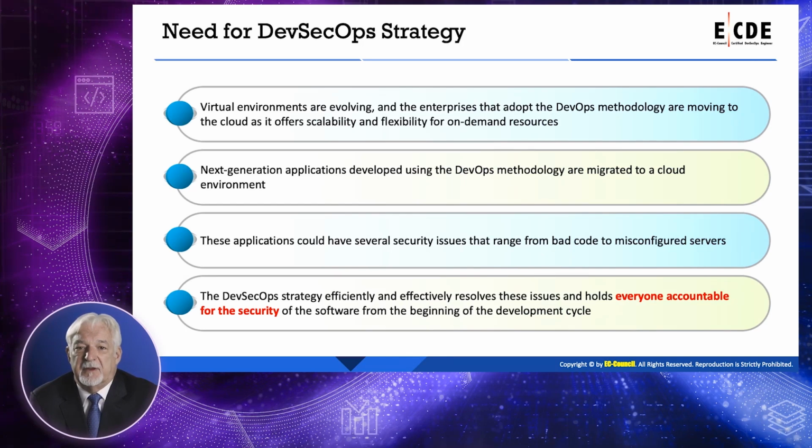Virtual environments are evolving, and the enterprises that adopt the DevOps methodology are moving to the cloud since it offers scalability and flexibility for an on-demand resource pool. Next generation applications developed using the DevOps methodology are migrated to a cloud environment, and these applications could have several security issues that range from bad code to misconfigured servers. We'll talk about technical debt and security debt in a bit. But the DevSecOps strategy efficiently and effectively resolves these issues and holds everyone accountable for the security of the software from the beginning of the development cycle to the very end.